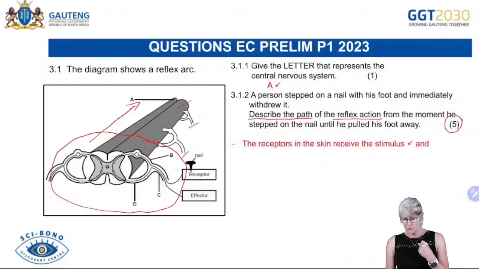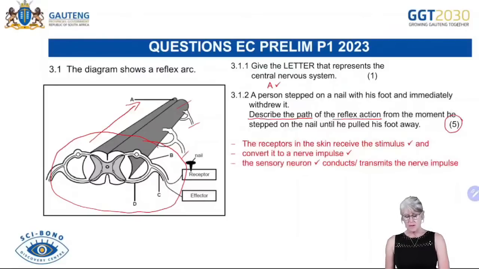Okay, and what they do is they then convert that stimulus into a nerve impulse. Please don't use the word message. They don't convert it into a message. It's converted into a nerve impulse. That nerve impulse is then carried via the sensory neuron. So the sensory neuron is going to conduct or transmit that nerve impulse. And where does it take it to? It takes it to the central nervous system.